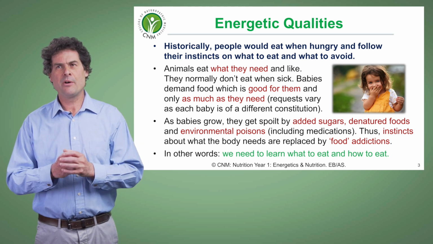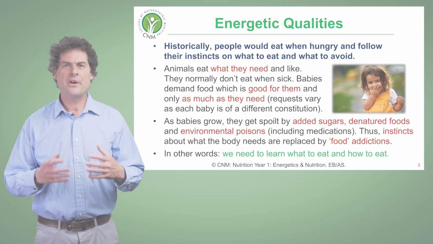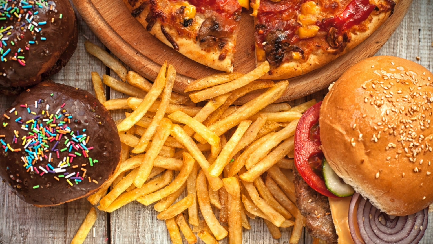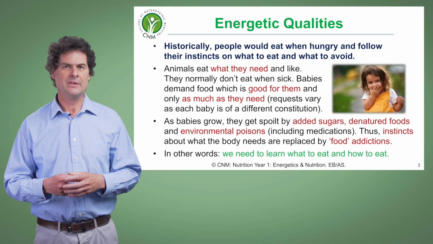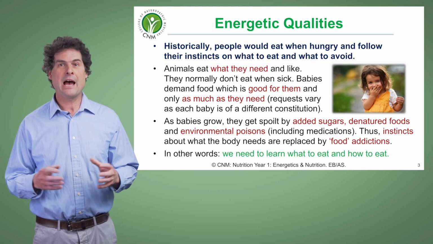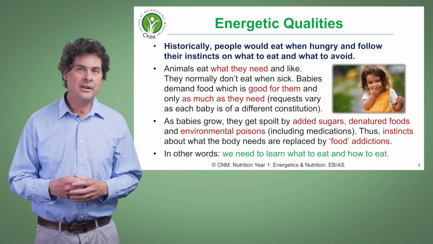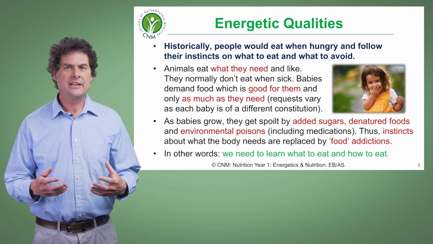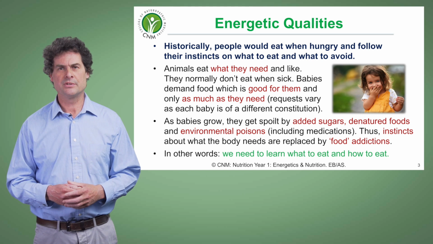So as we grow up, we tend to get spoilt. Our diets in the modern world are very unnatural. We've got added sugars, so many denatured foods, poisons in the air, poisons in the water. And this imbalances our system. And we mustn't forget the powerful influence of food advertising on the sort of foods we decide to eat from a very, very young age. So gradually our natural instincts that we have as babies are replaced by addictions to the wrong sorts of foods.